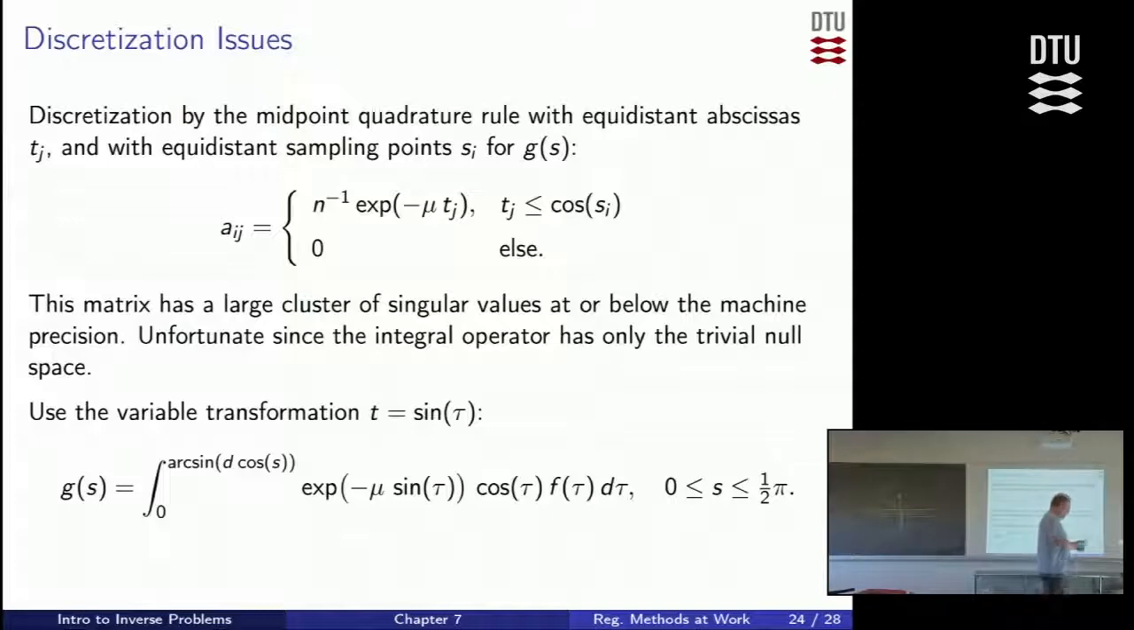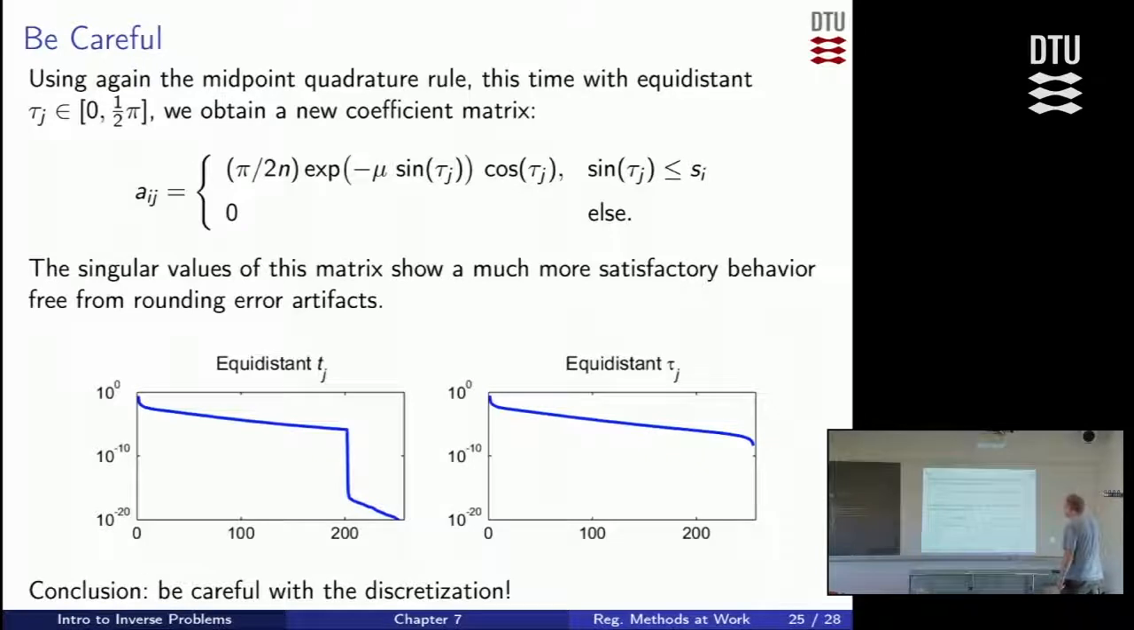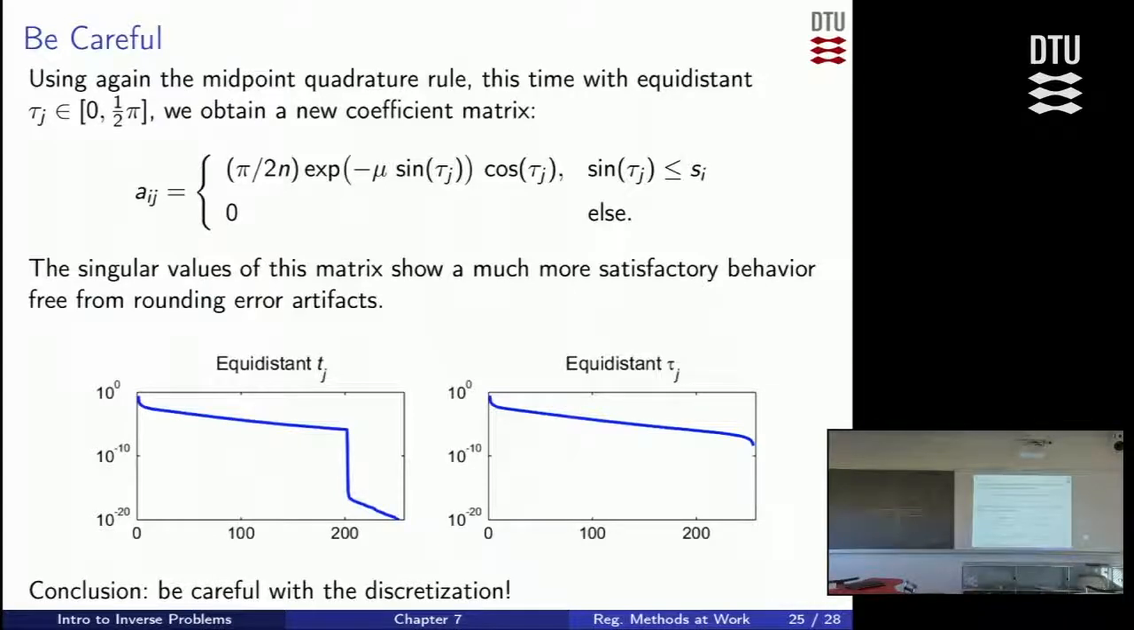And it turned out that when I just discretize naively, I get these singular values of that particular matrix with an equidistant spacing of the quadrature points in T. So that would be points here, along here, and along that T-axis. And unfortunately, that matrix there is certainly rank deficient. It has a rank approximately like 200. Okay, so I wasn't too happy with that. I thought I could do better.